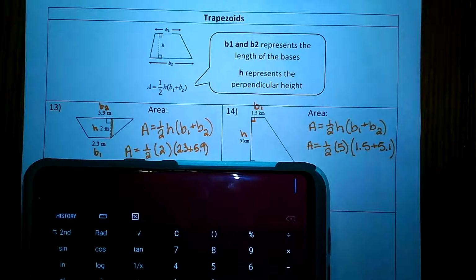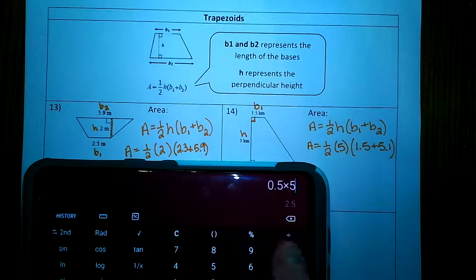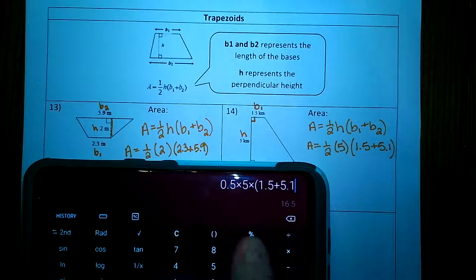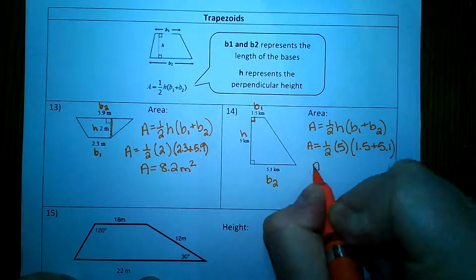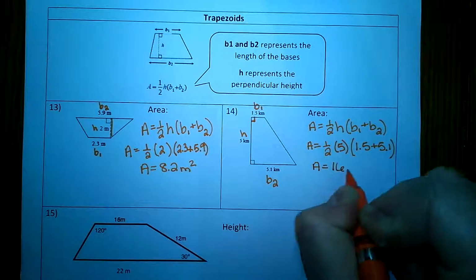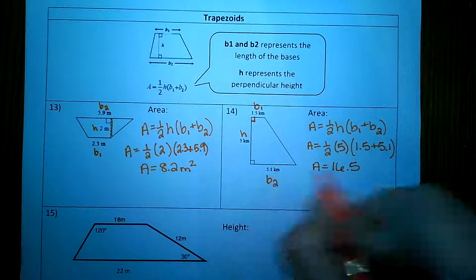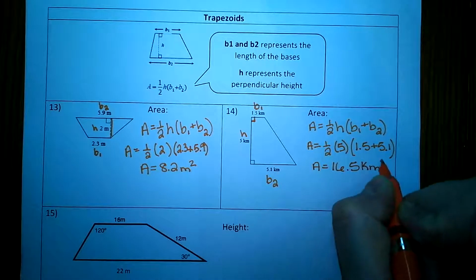Okay. Half times the height, which is 5, times the sum, so I need a set of parentheses, of adding the bases together. The sum of the two bases. I'm getting 16.5 for my total area. Area is equal to 16.5. This is measured in kilometers squared.